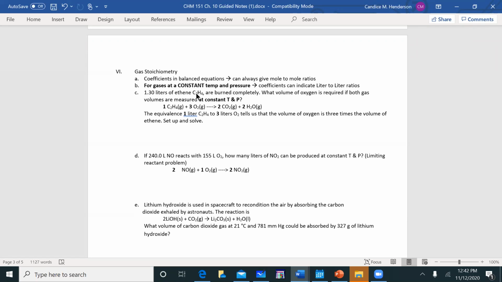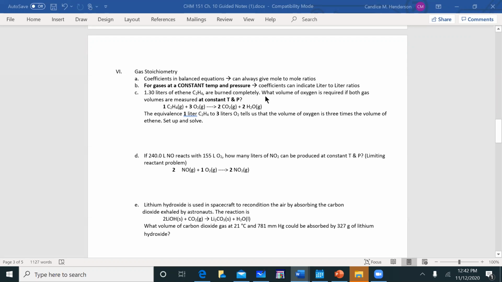Let's try a simple one here. So it says, using this equation, 1.30 liters of ethene, the C2H4, are burned completely. What volume of the O2 is required if both gas volumes are measured at constant temperature and pressure? So it's telling you in the problem, hey, you get to use that liter to liter direct ratio because we're not changing temperature and pressure. So let's set it up.